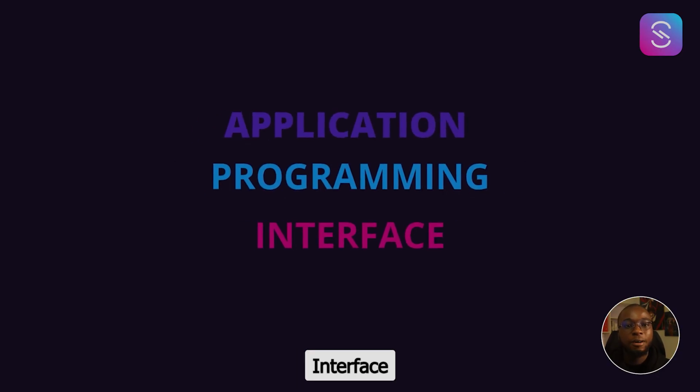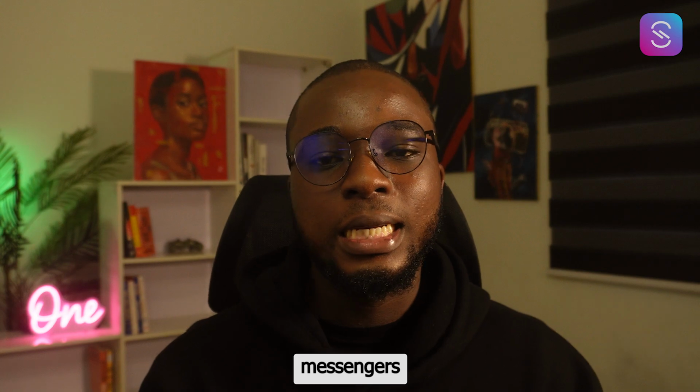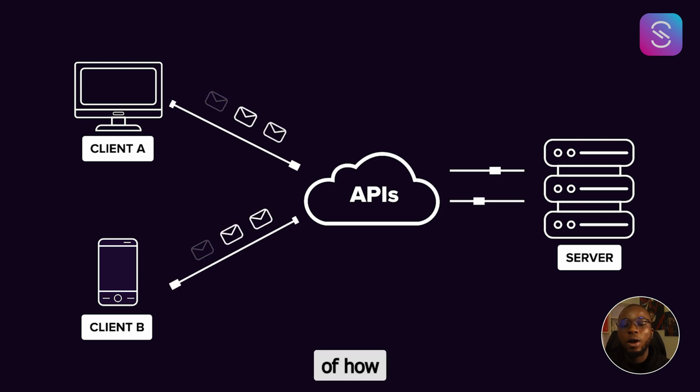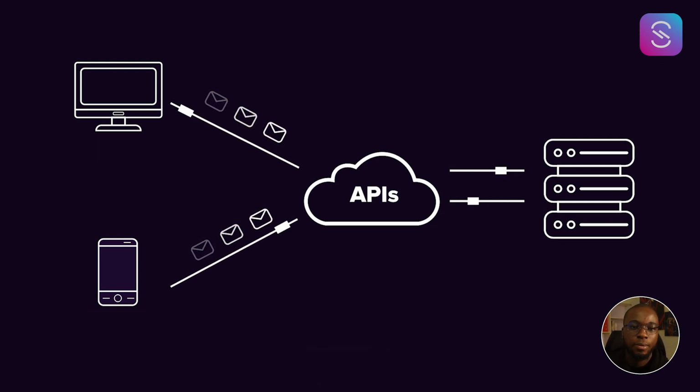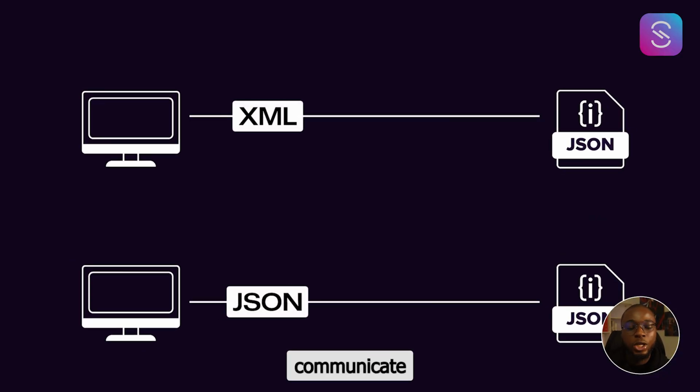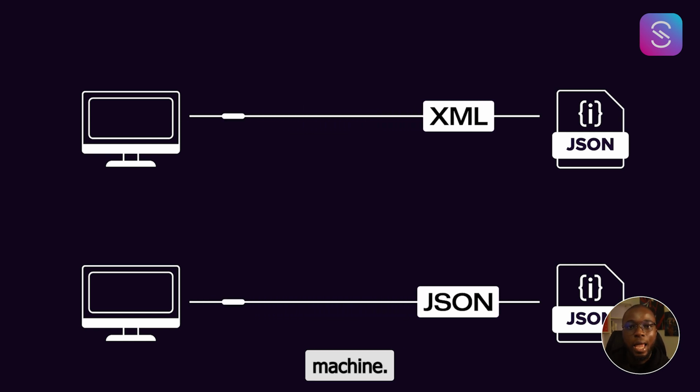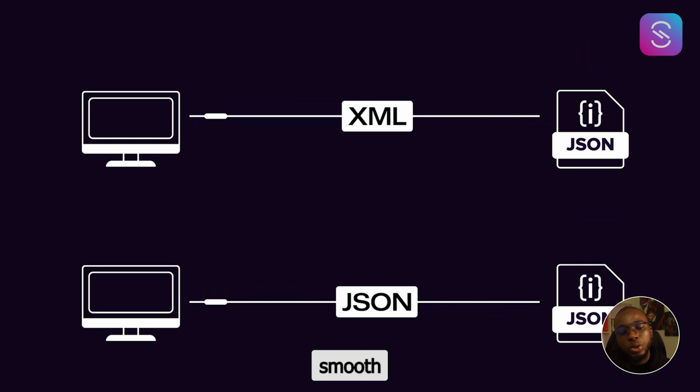What are APIs? API stands for Application Programming Interface, but what does that actually mean? Think of APIs as messengers that help different applications talk to each other. They allow software and services to exchange data without needing to understand the nitty-gritty of how everything is built on the other side. Here's a simple way to look at it. As humans, we communicate using common languages to understand each other. It's the same for machines.